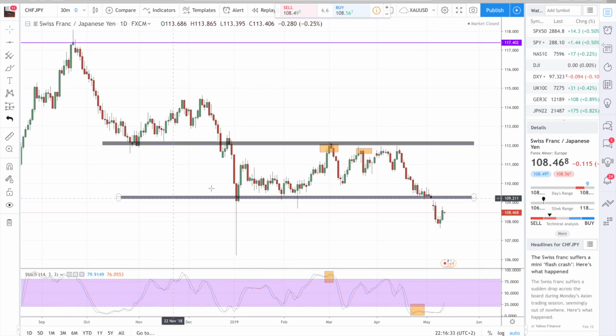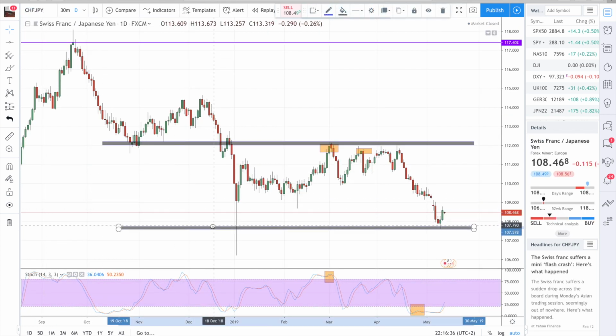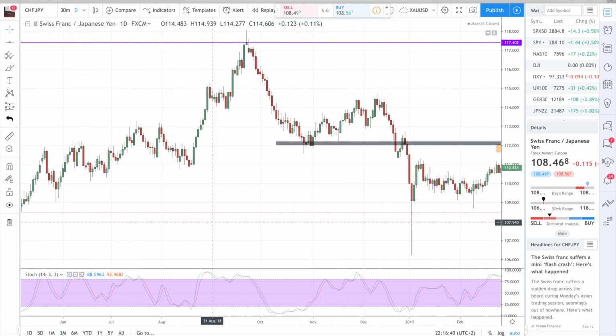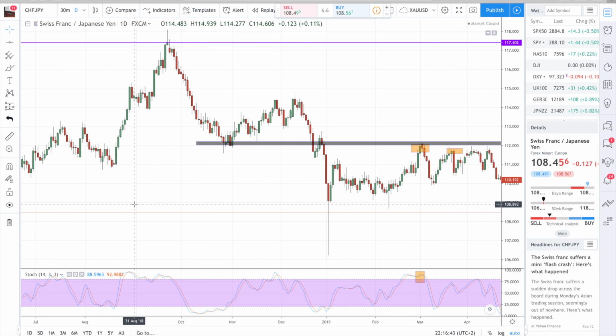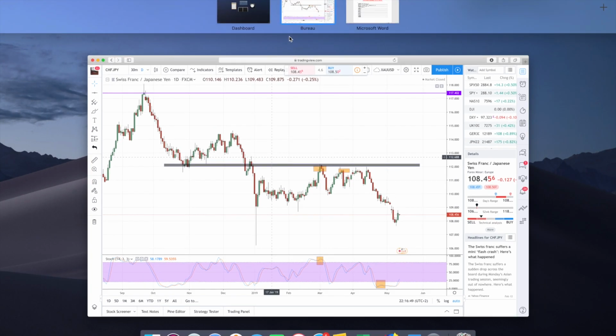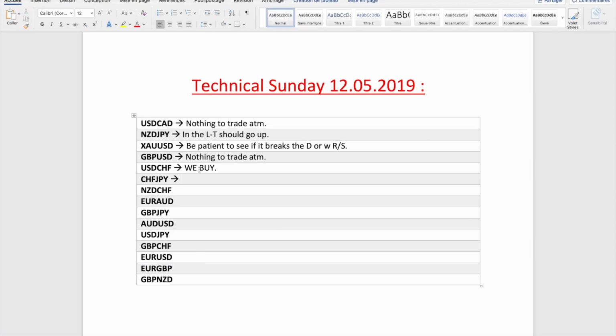Now, CHF JPY. Same thing. So low. For me, there is nothing to trade. I'm gonna go pretty fast. As you can see, it's not a key level. It's absolutely not a key level. There is nothing to do with CHF JPY. There is no sense to make a technical analysis for this pair.